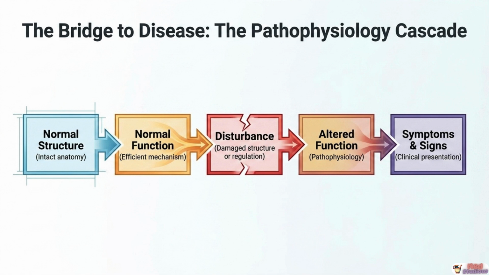In aortic stenosis, structural narrowing of the valve increases resistance to outflow. The left ventricle generates higher pressure, hypertrophies, and may eventually fail to meet demand during exertion. The patient's symptoms become understandable when we follow the chain from structure to function to clinical effect.